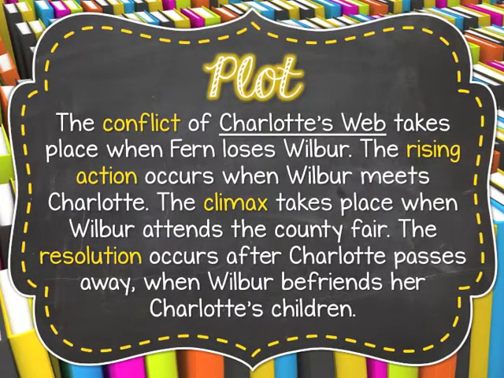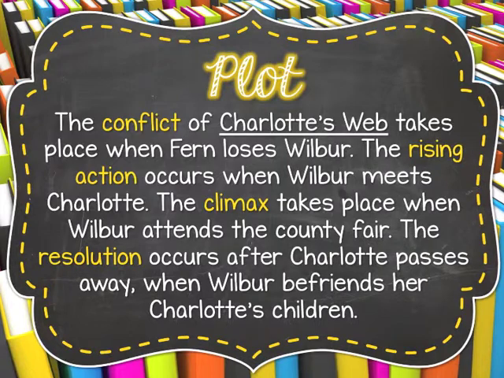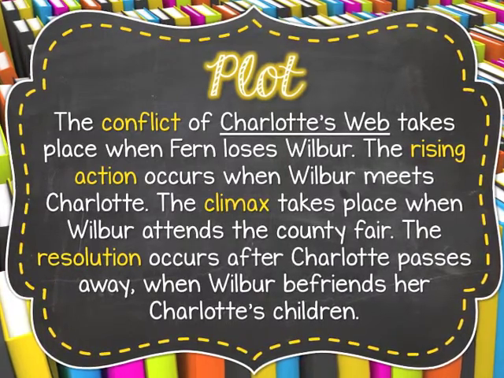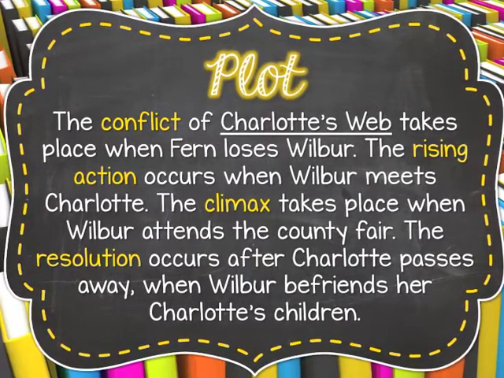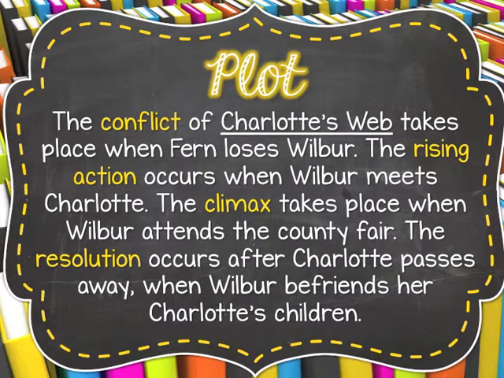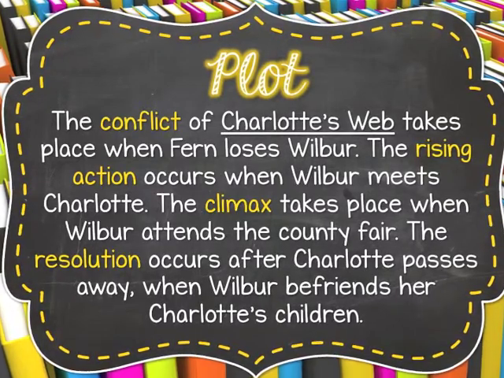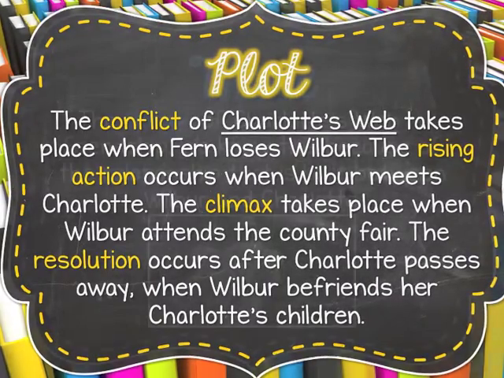Charlotte's Web has four main parts. The first part is the conflict, which takes place when Fern loses Wilbur. The next part is the rising action, which occurs when Wilbur meets Charlotte. The third part is the climax, which takes place when Wilbur attends the county fair. The last part is the resolution, which occurs after Charlotte passes away when Wilbur befriends Charlotte's children.